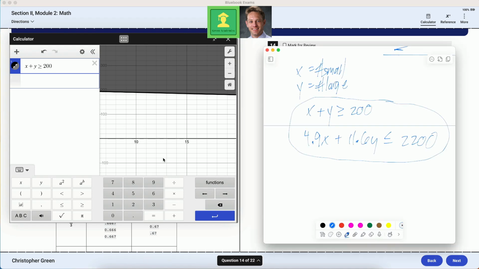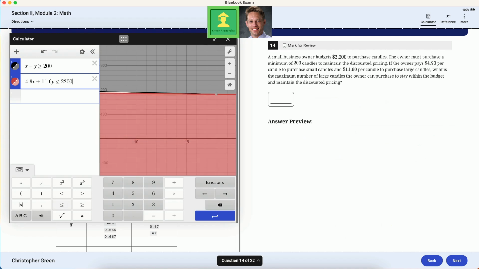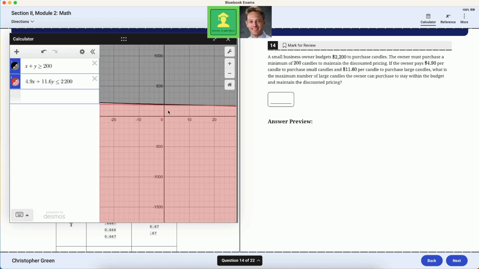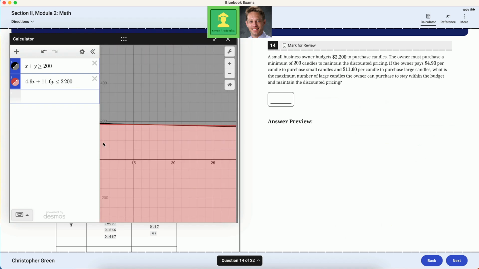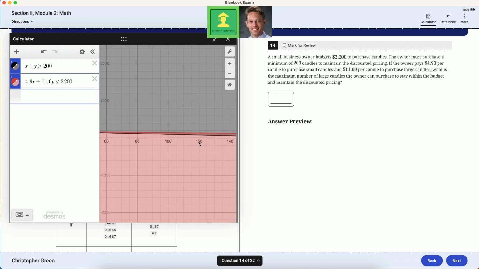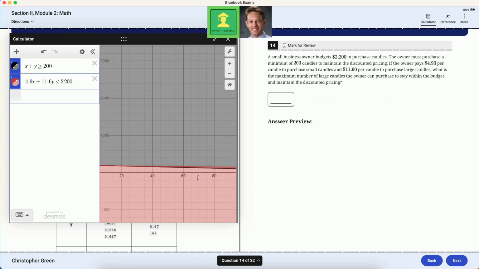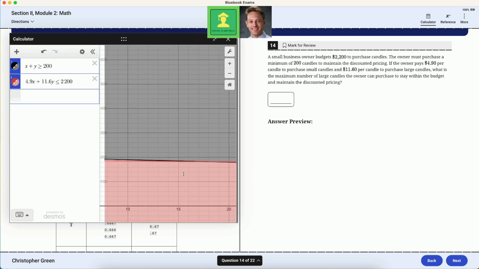And then 4.9x plus 11.6y is less than or equal to 2,200. Okay, so we've created a system. Now, the question is, you have to be in the solution space of both of these, which is, it looks like it's effectively crossing over in here.